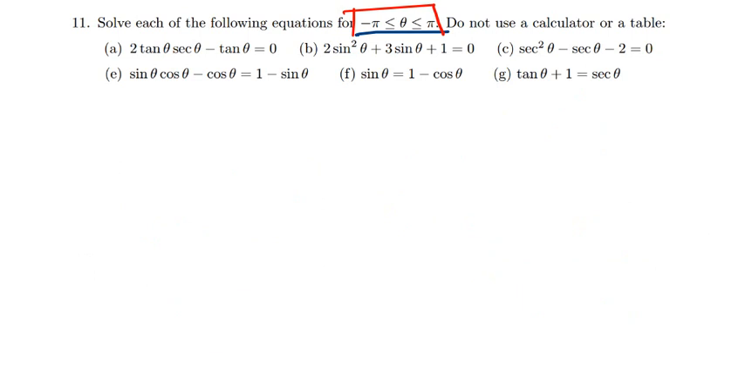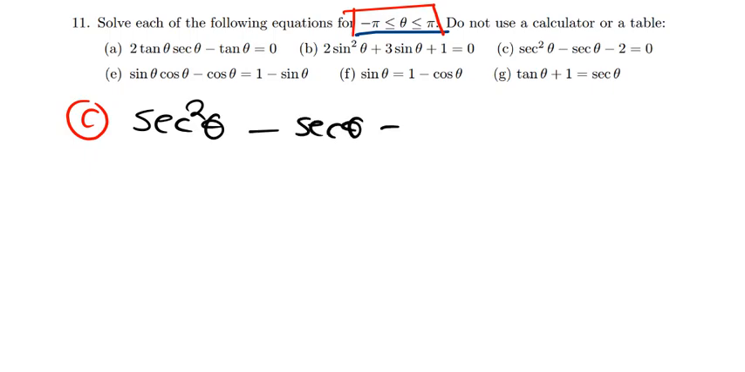I think at this point you've gotten the idea of how we are solving these questions. And so if you look at C, I believe it's not going to be a struggle for you. We've got secant squared of theta minus secant of theta minus 2 is equal to 0. Feel free to pause the video and try out that question.